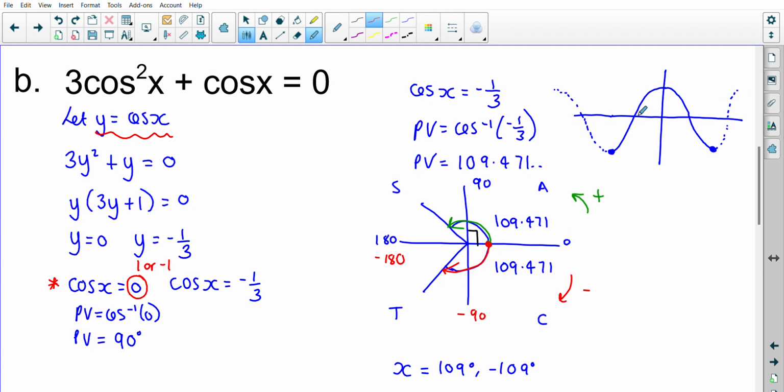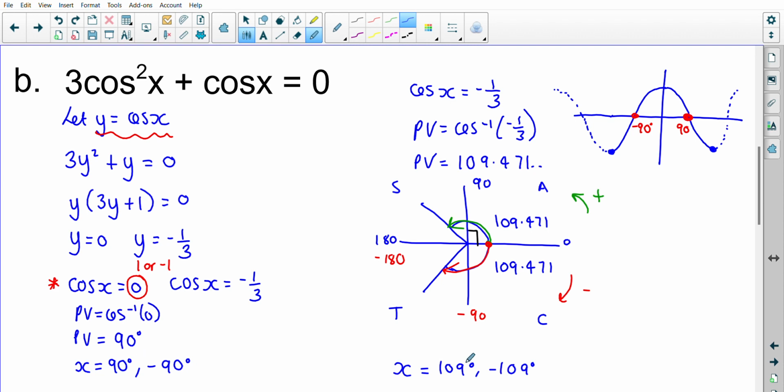So when I've got cos x is 0, that's when y is 0. This I'm getting from the calculator, 90 degrees. So what other solutions will I get in the range? Well, I'll get this one here, which is -90 degrees because of the symmetry as well. So I'll have x is 90 degrees and -90 degrees. So I had to go back to the graph for that one.